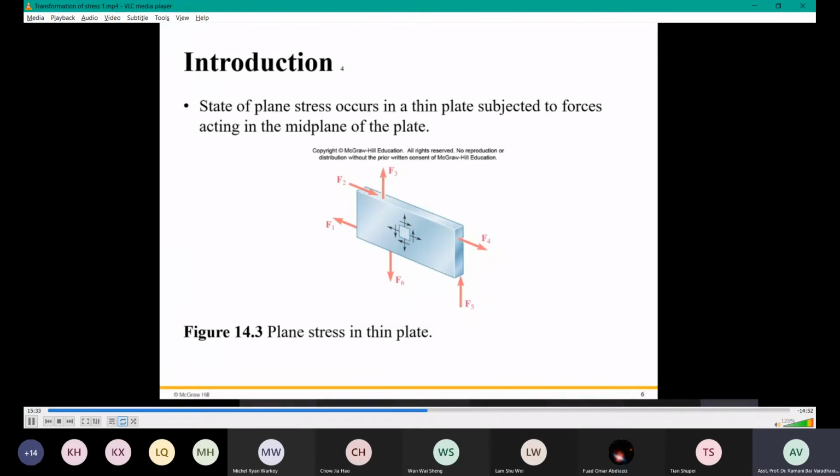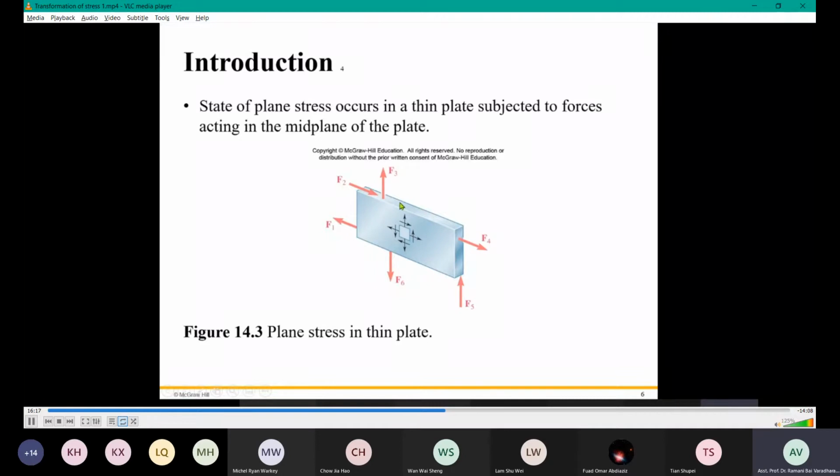If you see here, a state of plane stress occurs in a thin plate subjected to forces acting in the middle plane of the plate. That means axially. When the member is loaded axially and it is not rotating, not at some angle or inclined or twisted, then you can say it is subjected to only plane stresses or normal stresses only. You see here, just like this type of stresses, and this one, and this one, because it is subjected to them either at these ends or these ends.